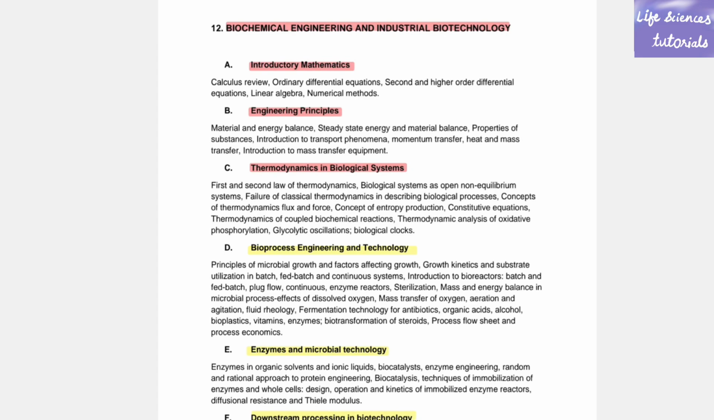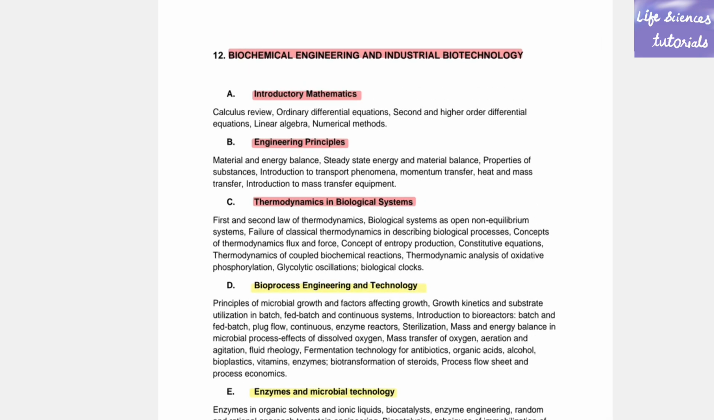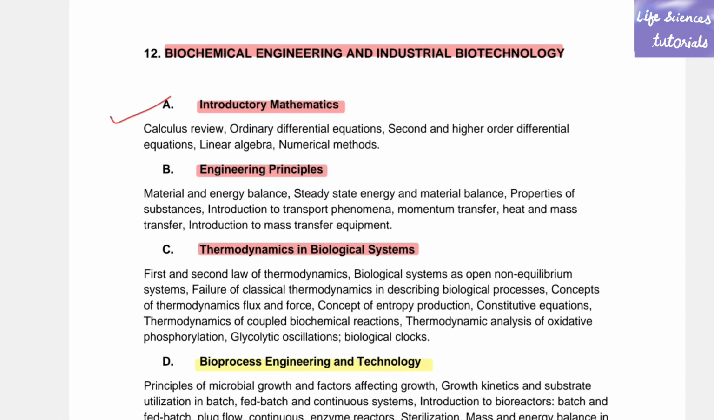Next, we have biochemical engineering and industrial biotechnology. So here you can see we have introductory mathematics; at least some basics of mathematics should be dealt with. Next, engineering principles, thermodynamics in biological systems. So all subtopics have been mentioned in detail, right? To what extent and which topics need to be covered.